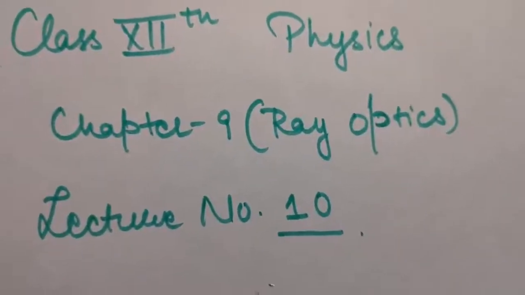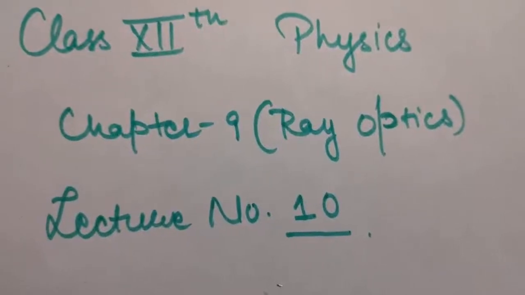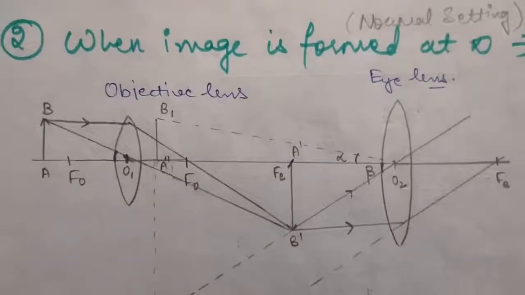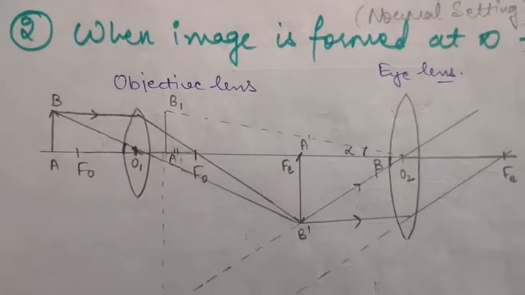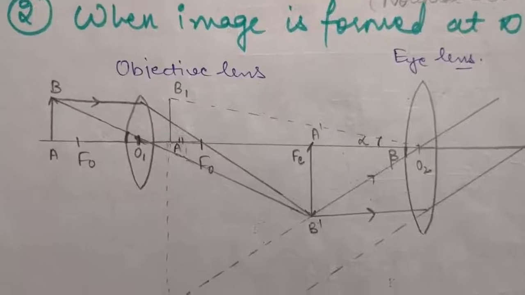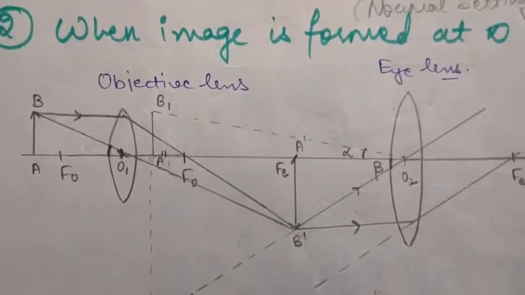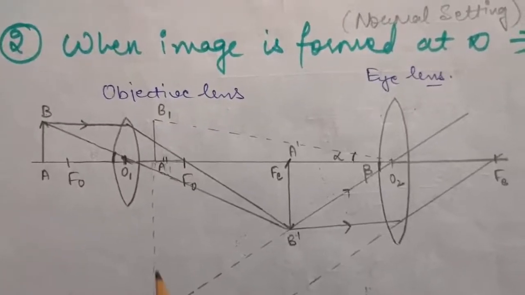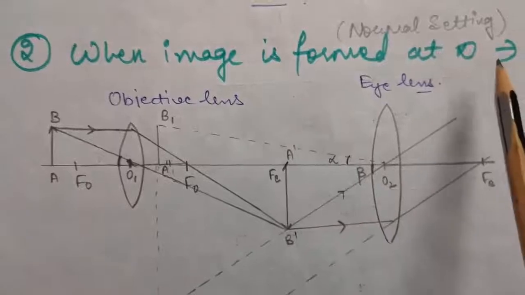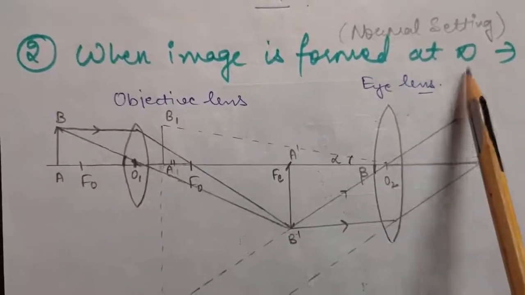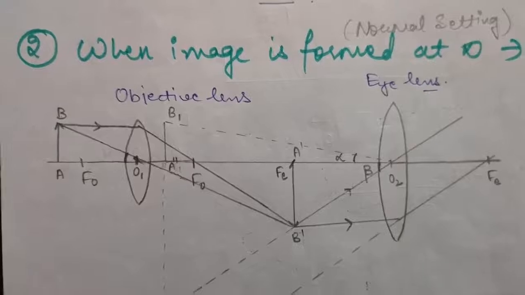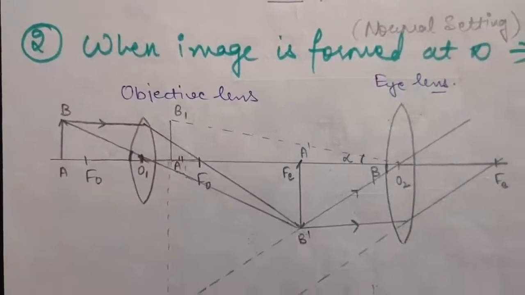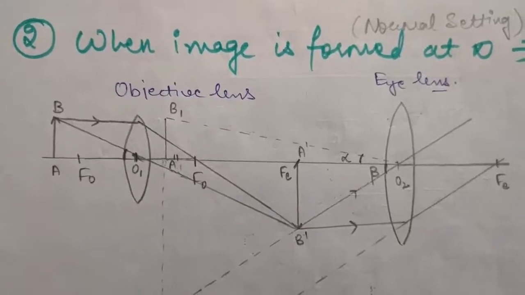So this is your subject physics, lecture number 9, that is ray optics, and lecture number 10. So you were studying about compound microscope and you have studied one case when the image was formed at least distance of distinct vision by using a compound microscope, right? Now we'll be discussing the second case in which the image will be formed at infinity, and such type of adjustment is also called normal setting or normal adjustment. So you can say in normal adjustment of a compound microscope the image will be formed at infinity.